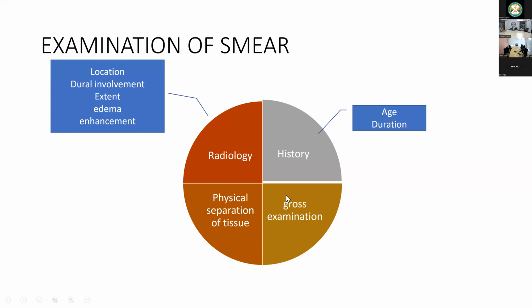Next is the gross examination. Grossly examine the tissue, whether it is hemorrhagic, whether there is any pigment or not. Like a hemangioblastoma will show areas of hemorrhage. A melanoma will show melanin, a black-brown pigment.